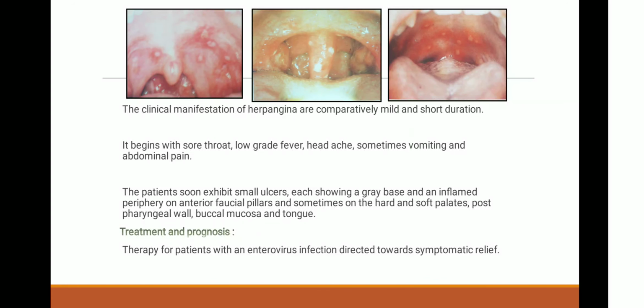It begins as a sore throat. Why sore throat? Because the vesicles appear in the pharyngotonsillar region. Low grade fever, headache, vomiting and abdominal pain. Therapy for the patient is directed only towards symptomatic relief. It will be okay within 1 week.